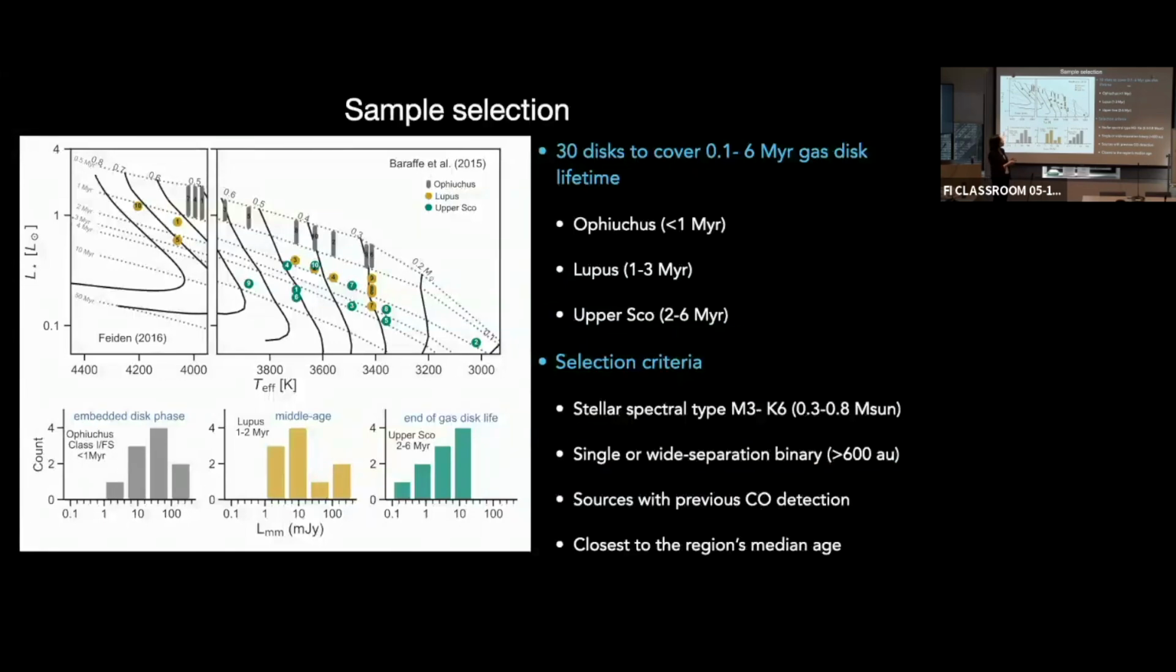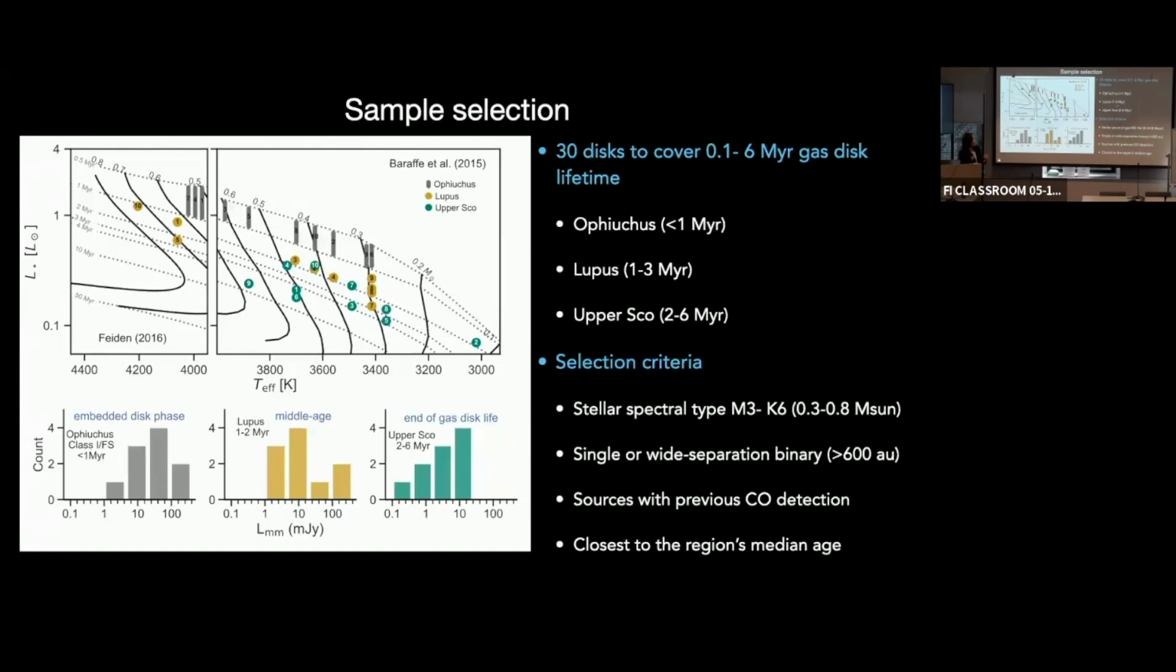So in particular, we choose the class 1 disk. You can think about this sample as representing the less than 1 million year population. And we have an intermediate age sample from the Lupus star-forming region, so that's generally 1 to 3 million years old. And the oldest sample from the Upper Scorpius region, so 2 to 6 million years.